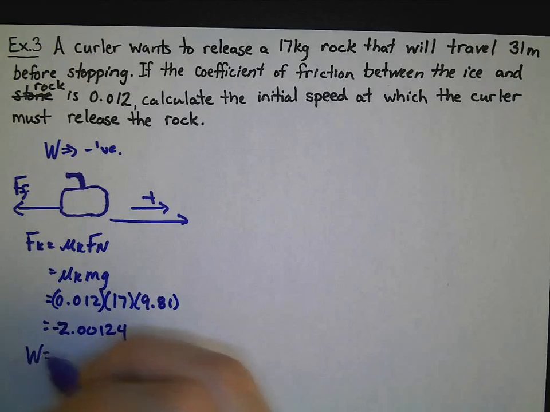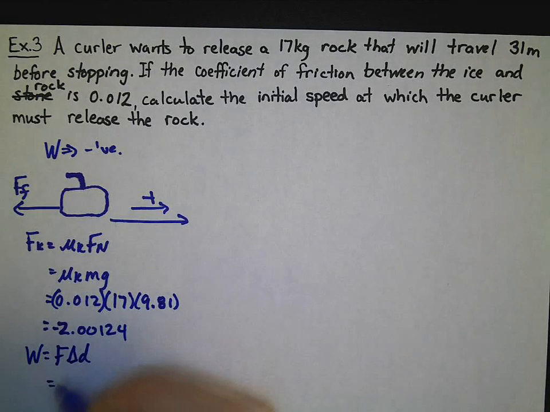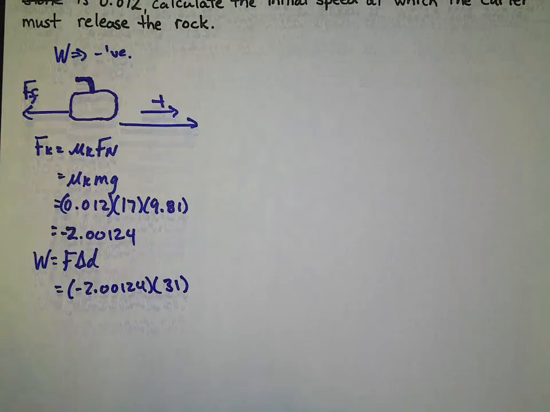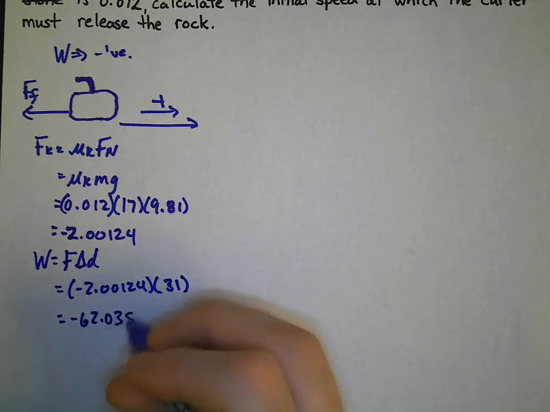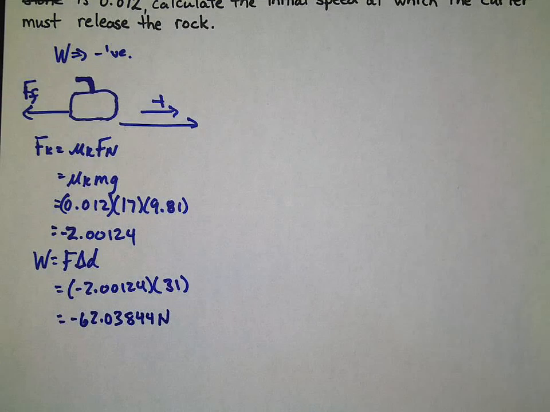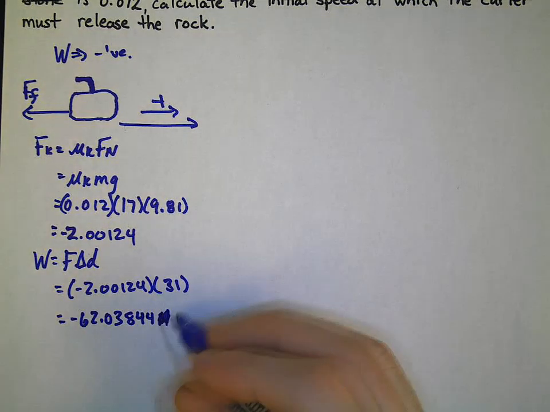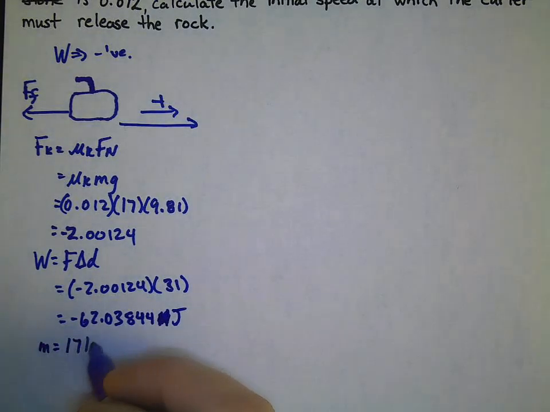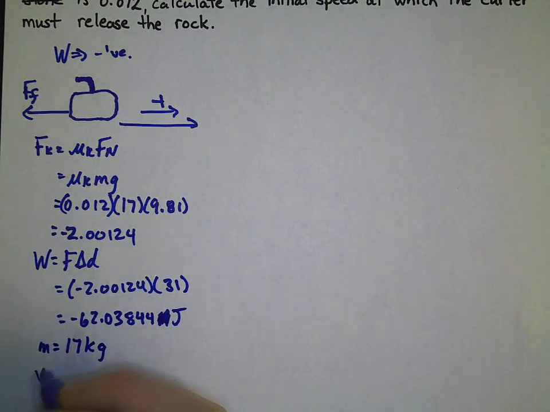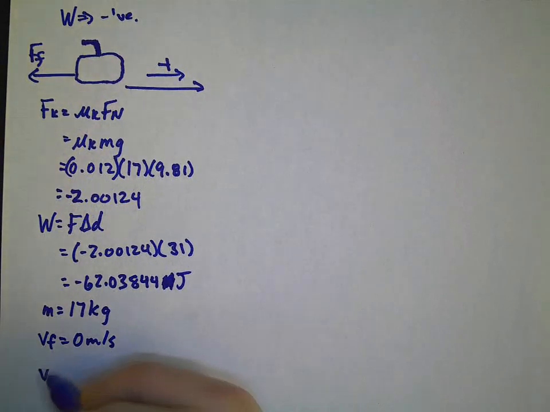Therefore, work, which is force times distance, we'll take that previous answer and multiply it by the distance of 31, and that is an answer of negative 62.03844 newtons. Sorry, not newtons because this is work, this should be joules. What else are we given in this question? We have our mass. We have that it's coming to a stop, so your final speed is 0 meters per second. We want to know what that initial speed is.